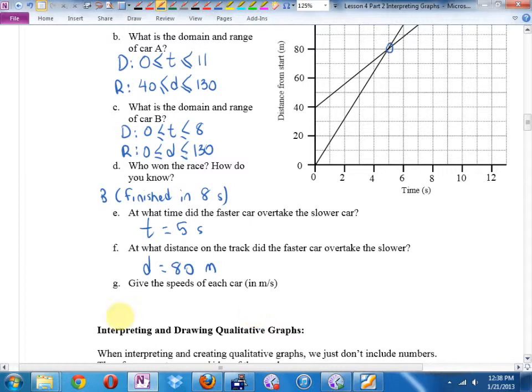So let's do car A. How far does car A travel grand total? Don't say 130 because it doesn't. 90 divided by how long does it take to travel 90 meters? 11? Is that right? This one doesn't work out evenly. What's its speed? Okay, calculator time now. Unless you know how to do 90 divided by 11 in your head.